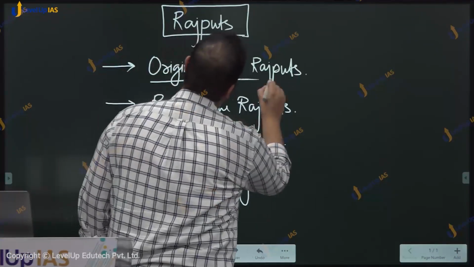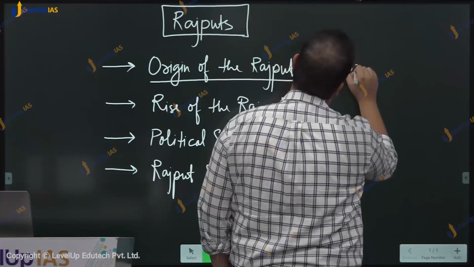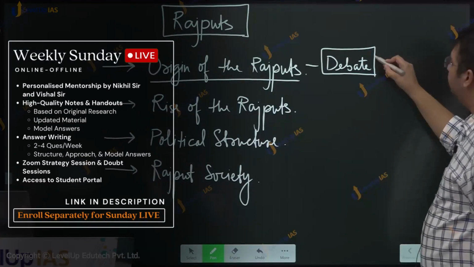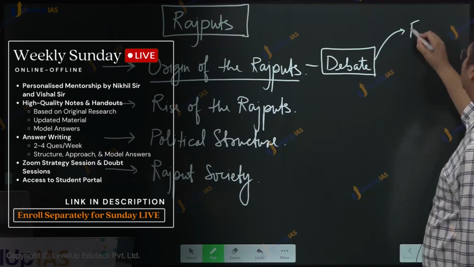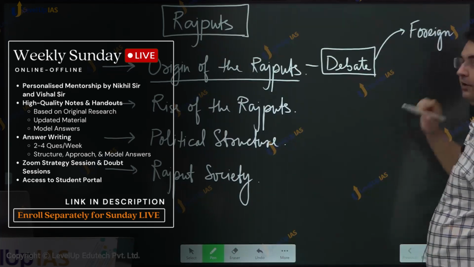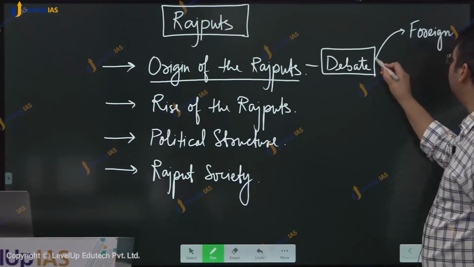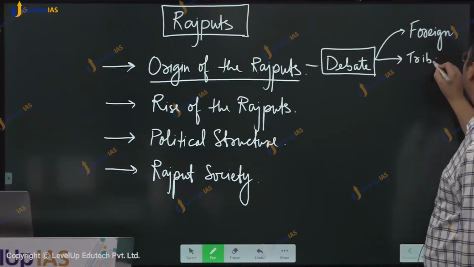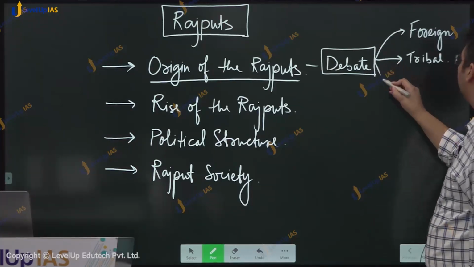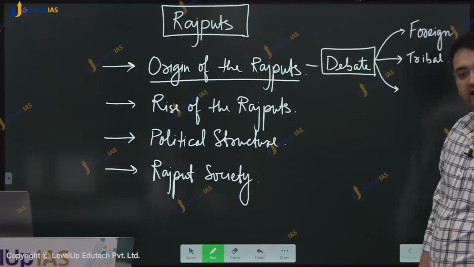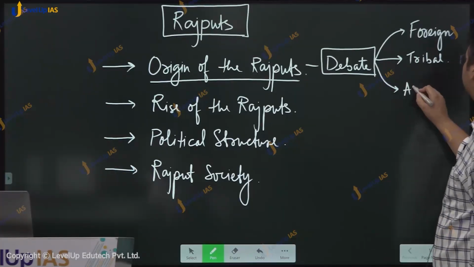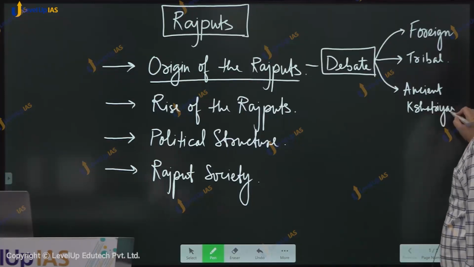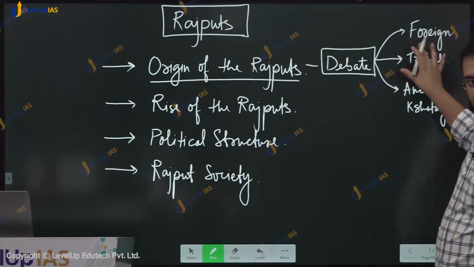Now, with regards to the origin of the Rajputs, there is a debate in history. There are a few points of view. One arguing for the foreign origin of the Rajputs, that they were actually the descendants of some foreigners. One view says that they were of tribal origin. One view says that the Rajputs were no one else but the descendants of the ancient Kshatriyas. So, this view rejects the foreign or tribal origin of the Rajputs.